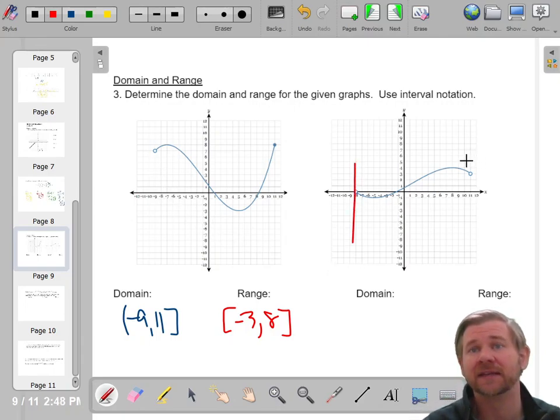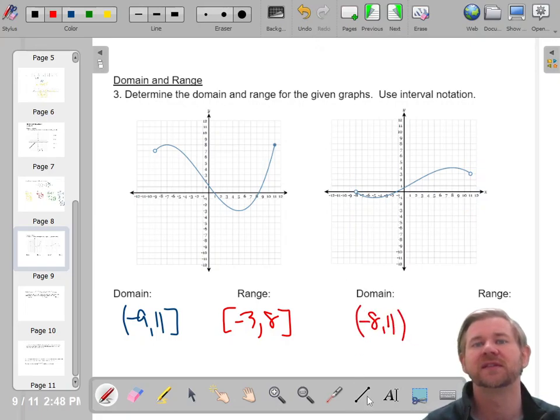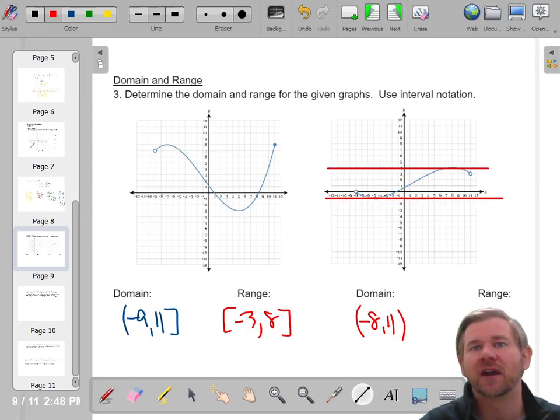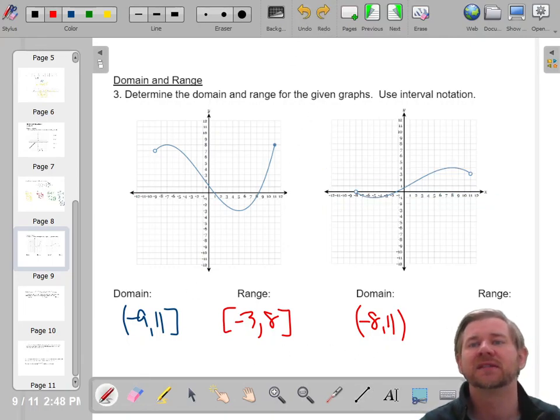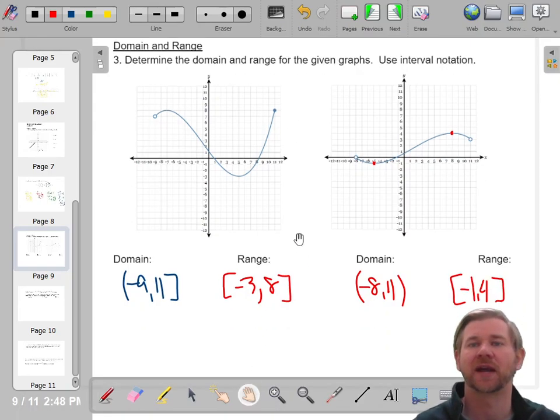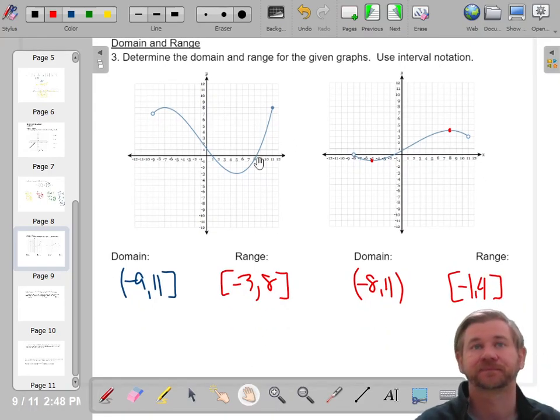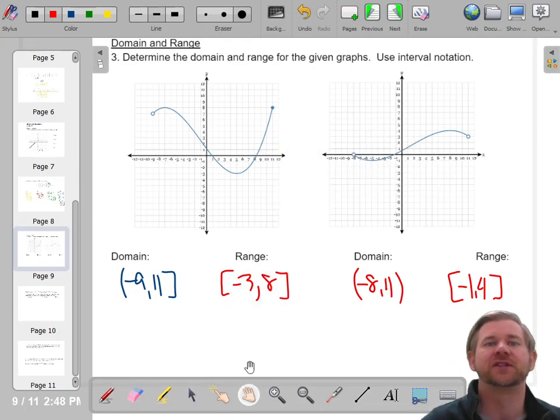One more, domain, -8 to 11. -8 to 11, and since they're both open circles, they're both parentheses. And then when we look for the range, we go like this. You got to be careful. The smallest y value is -1, and the biggest is 4. And since they are not open circles, that means they are implied to be closed circles, so we use brackets. Okay. It'd be really obvious that you mean brackets and not parentheses there. All right, so that's domain and range.